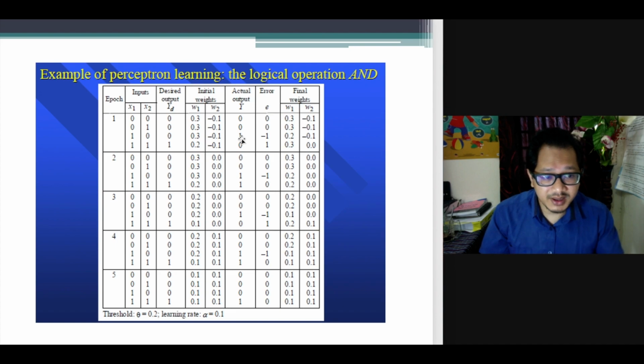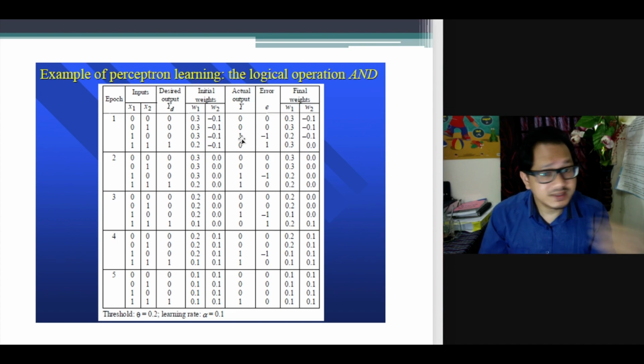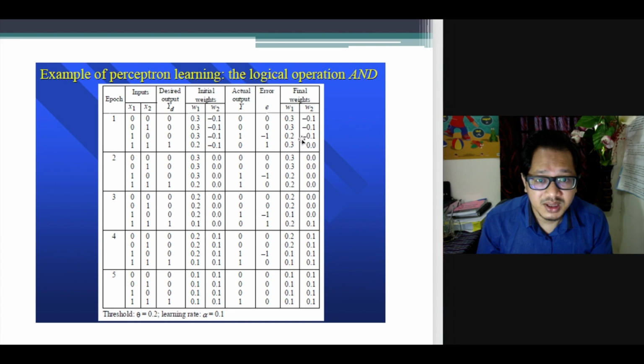Ada error. Bila ada error, dia akan modify dia punya weight tu lagi, sampai dapat result yang sama. Dia akan modify dia punya weight. Alright, that's why kat sini dia punya weight dia lain sikit. Ni kan, ni maintain. Tiba-tiba yang kat sini sebab dapat result lain, dia akan modify.